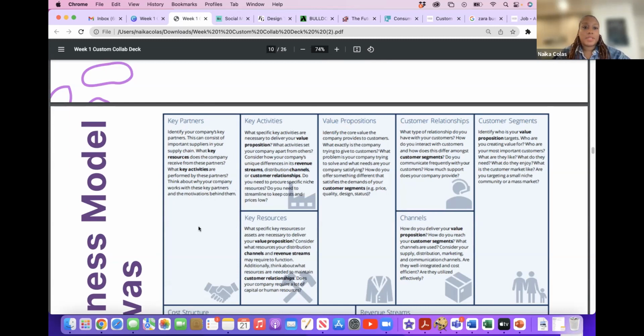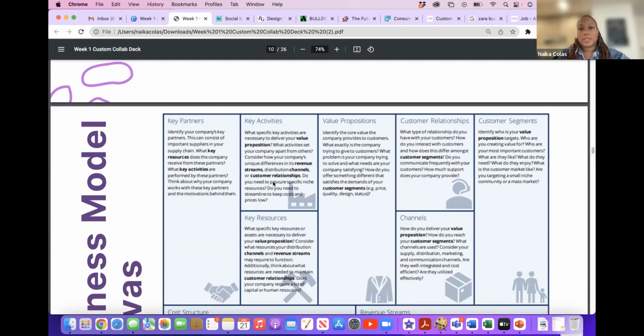And what key activities are performed by these partners? For us, we think the biggest thing is your fabrics, but then you would say, so marketing, who are we going to partner with for marketing? Maybe we're partnering with a digital marketing strategist. And then you're just thinking to yourself, what are the needs of the company and what do you need in order for your organization to function?